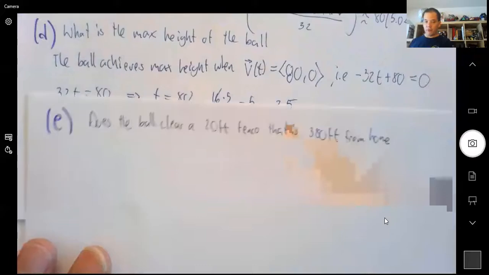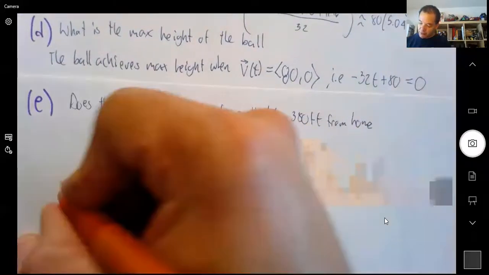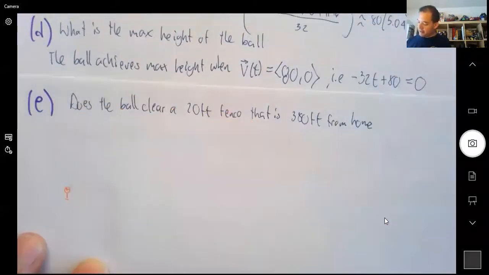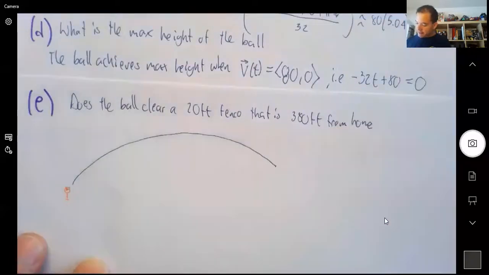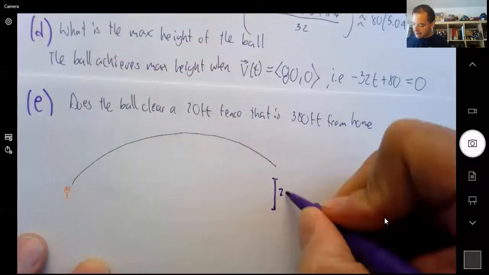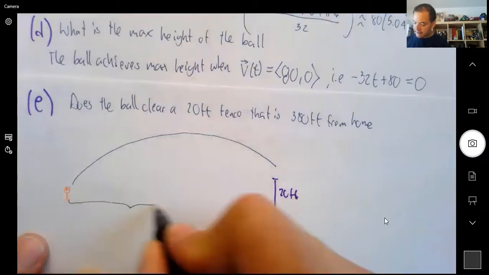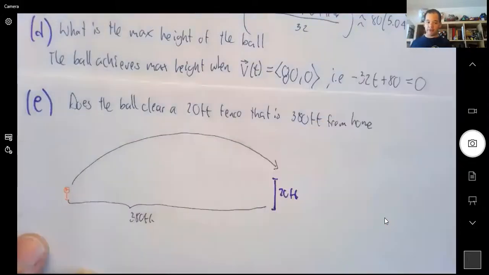Right? So in other words, let's do a little diagram. So we have the ball at 3 feet, we hit it, it follows the parabola, and then somewhere over here there's a fence which is 20 feet, and this is 380 feet distance. And we don't know if it's gonna clear it or not, right? So how can we tell?